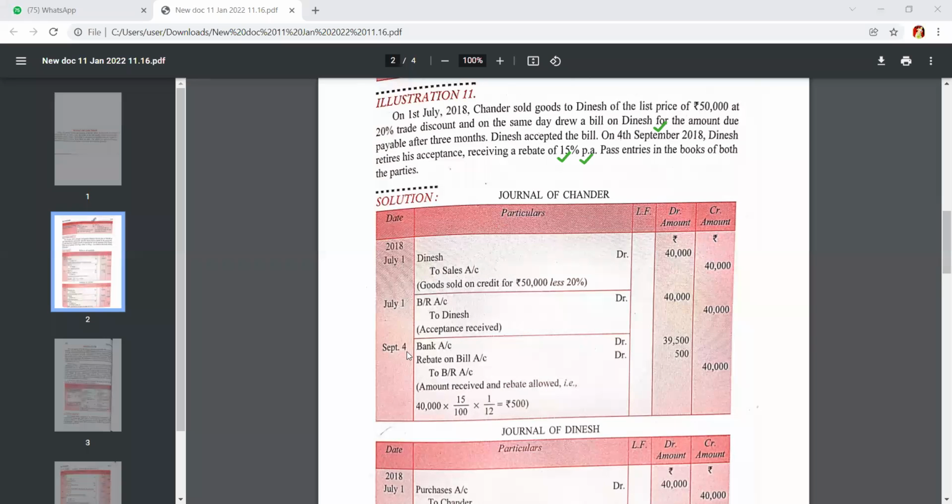So the drawer will make the entry in his books: bank account debit, rebate on bill account debit, to BR. The total amount of the bill is 40,000. 15% per annum is the rebate. Per annum means it is for a complete year. But the bill is to be paid 1 month before, so he will get the privilege or a kind of rebate for the 1 month only.